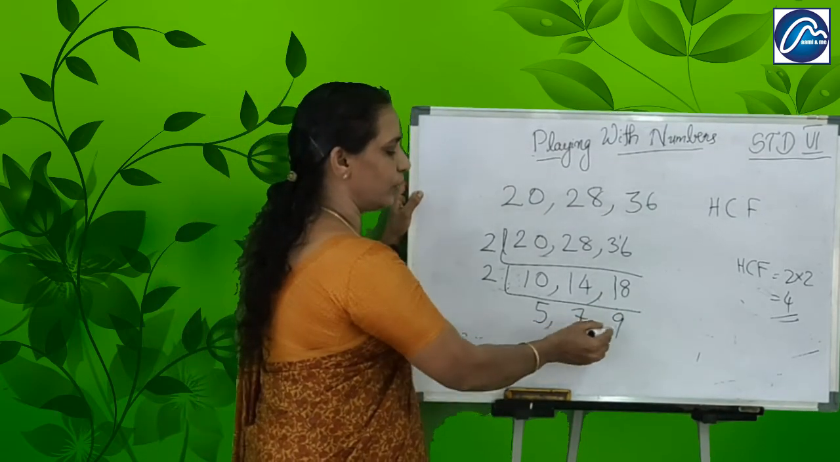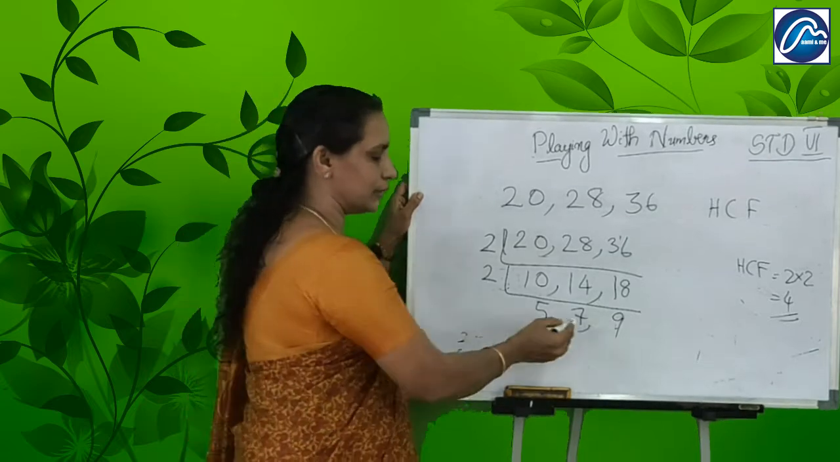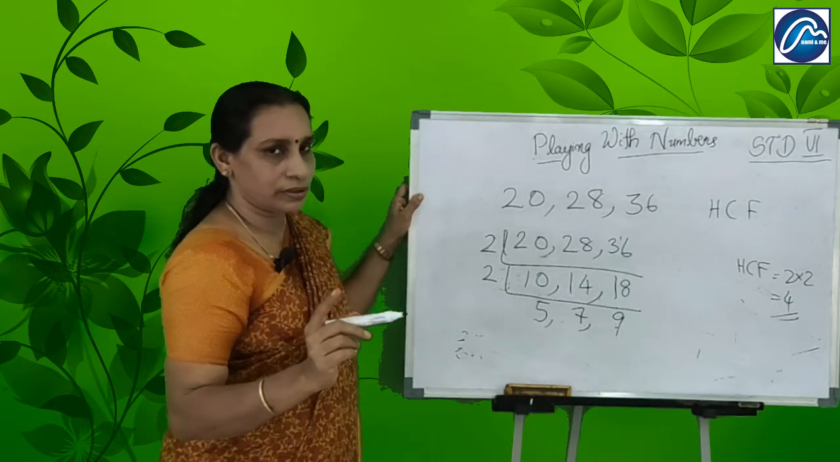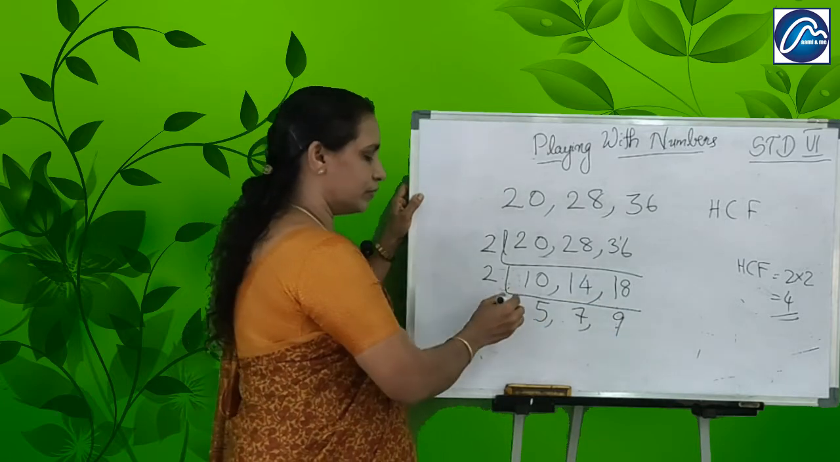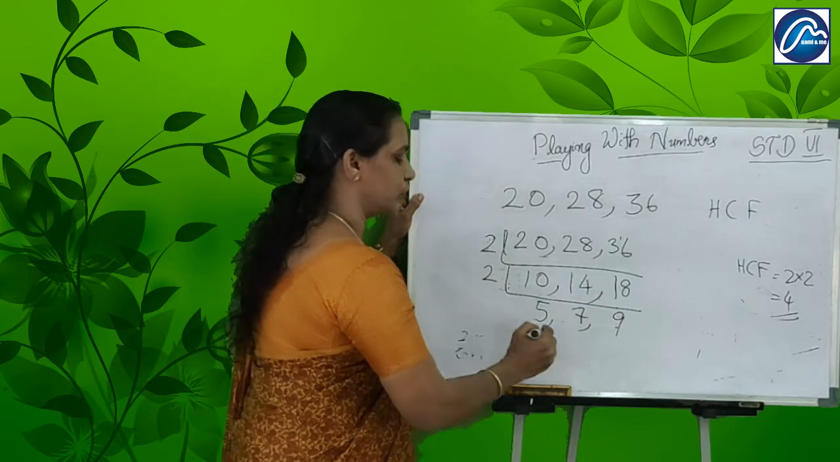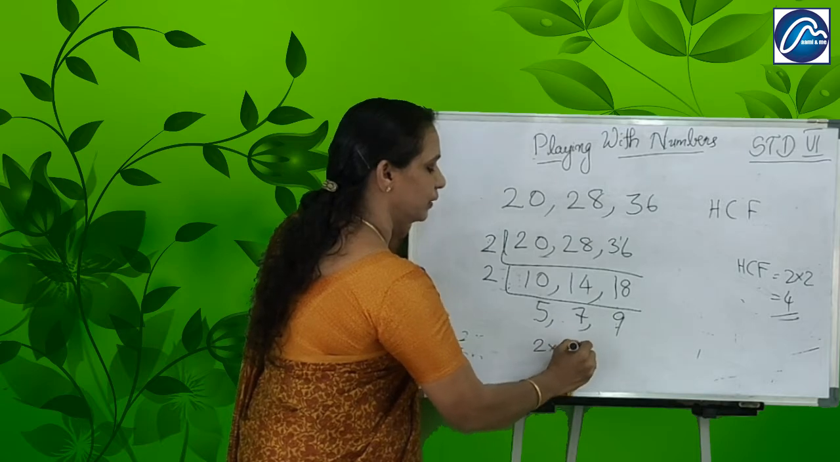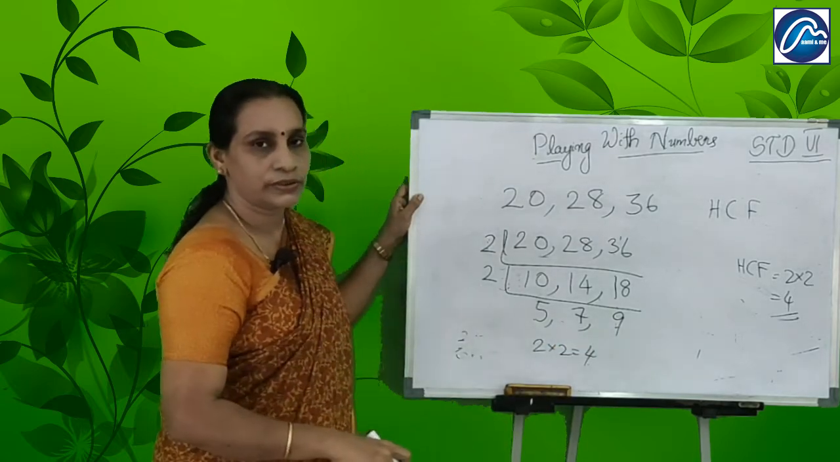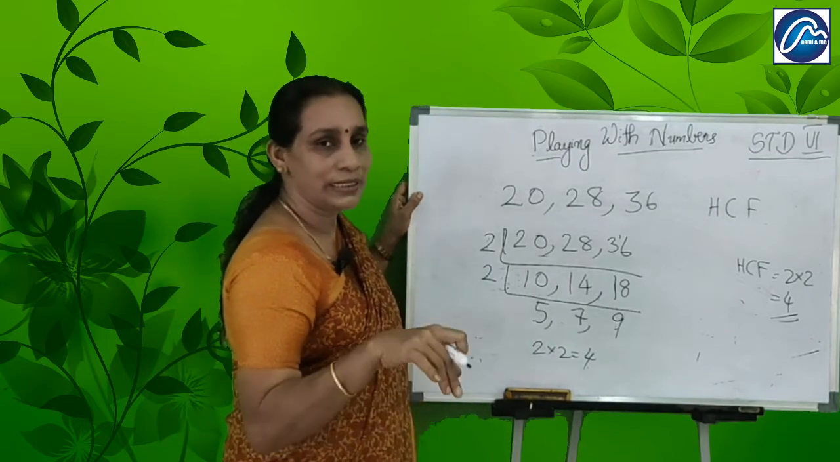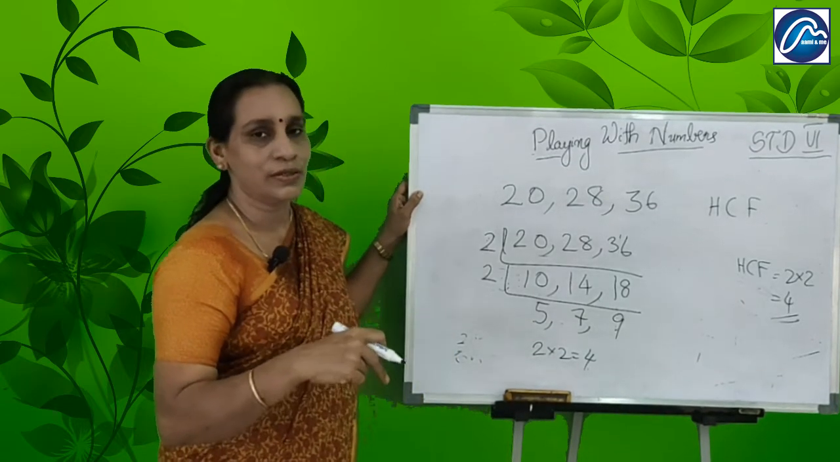Is there any common divisible number for these? Not any number which is divisible for all these numbers. So, the answer is 2 into 2. HCF is equal to 2 into 2, which is 4. This method also you can use. Next, we are going to learn LCM, least common multiple.